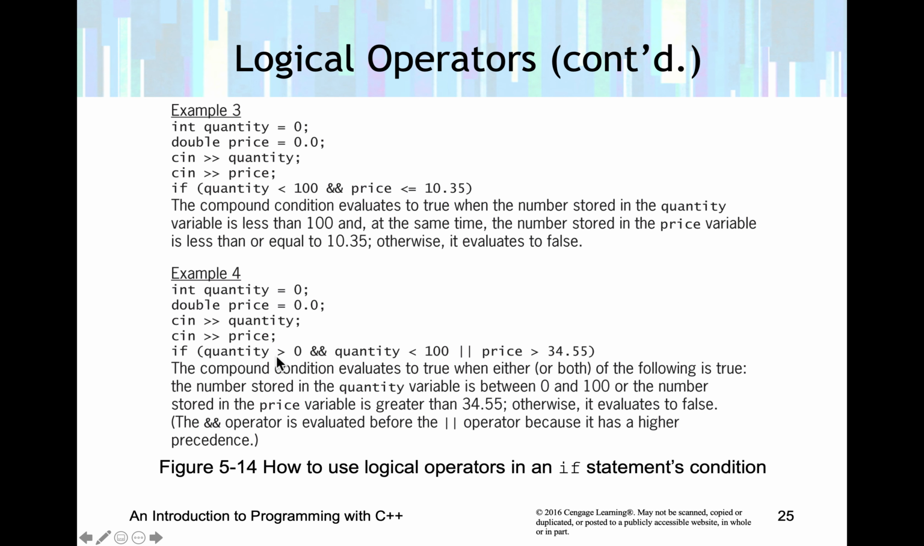So let's say quantity is 5. The quantity is greater than 0. It is less than 100. True. We have an or. Do we even care what the price is? No. Because with an or statement, it's either this or this. And we've got this side to be true. Now, if this comes out to be false, let's say quantity is 110, and so this makes this false. Then the program, the compiler, does have to look at this side, and it has to look at the price and check to make sure the price is greater than $34.55.